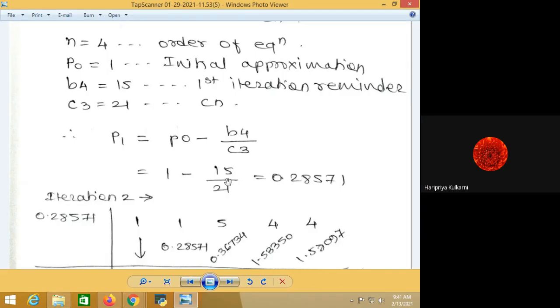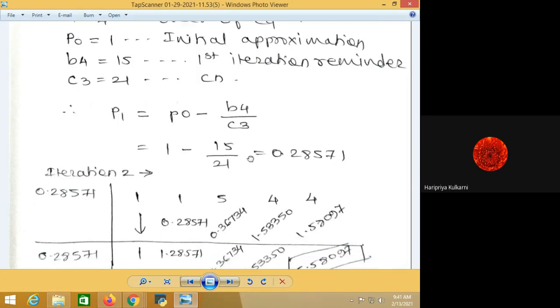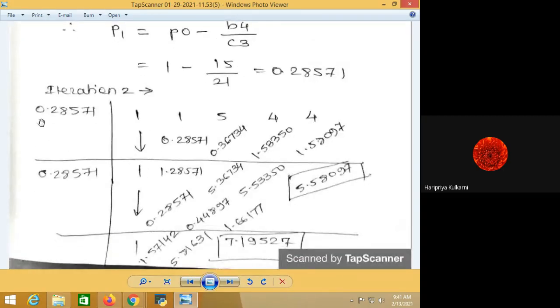So let us solve for iteration number 2. Up to here is called iteration number 1. Now similarly you have to calculate iteration number 2 with the initial approximation replaced by the next root, which is 0.28571. Here it is 0.28571, and these are the polynomial coefficients of the equation: 1, 1, 5, 4, 4. This one is as it is.